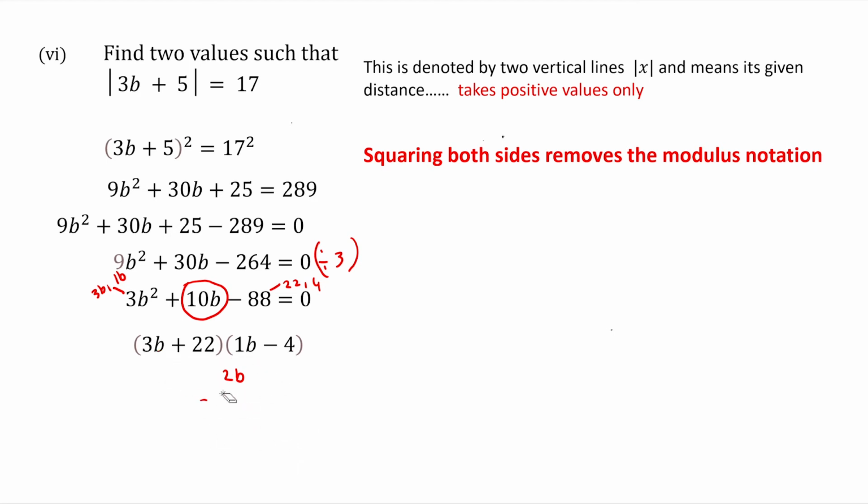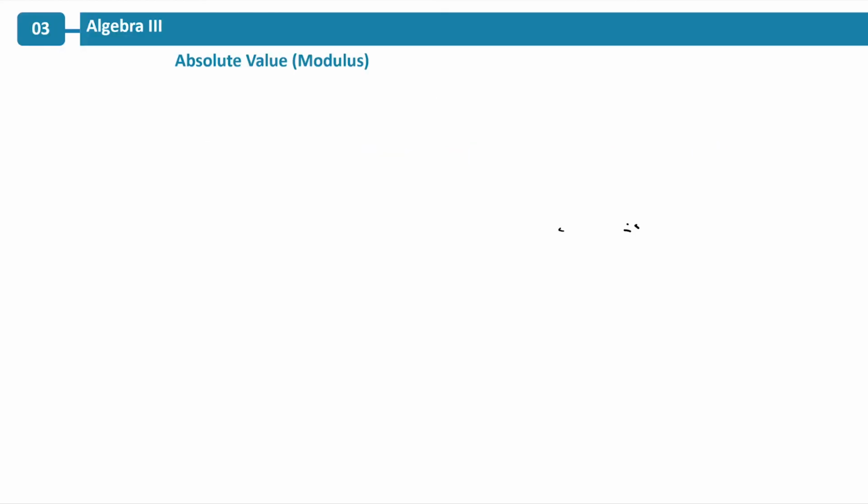Okay, now that I have found my factors, I need to solve for b by putting both equations equal to 0. This leaves us with 3b is equal to minus 22, and 1b is equal to 4. Solving for b, I divide by 3, and I get b is equal to minus 7.3, the same as we found in our other two methods. Let's look at another example.